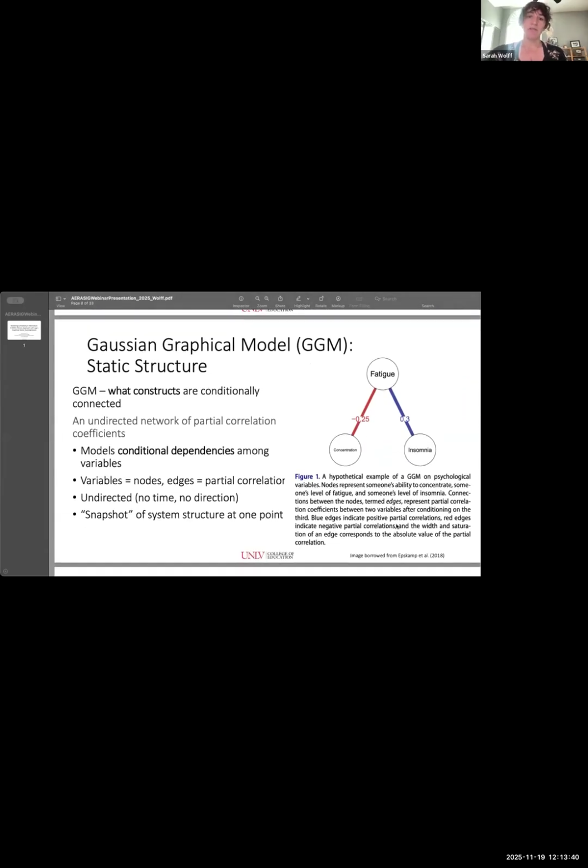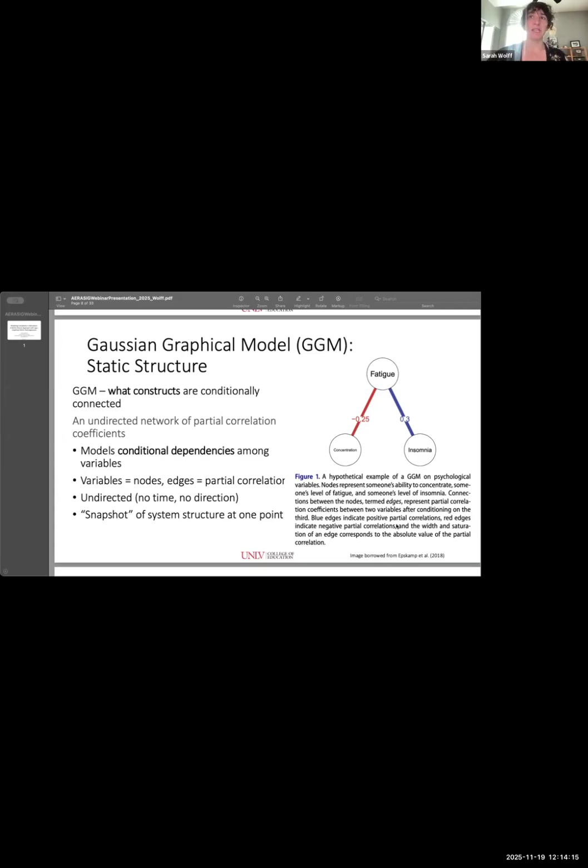First is the Gaussian graphical model, and these figures are really helpful. This one's borrowed from an Epskamp paper. I'm going to give you a folder that has a lot of really amazing resources from some of these authors, in addition to my slides and some code at the end of the presentation. So we start here with the Gaussian graphical model. It's a way to visualize a web of conditional dependencies among variables, controlling for the others. This is still static, so it tells us structure, not change.